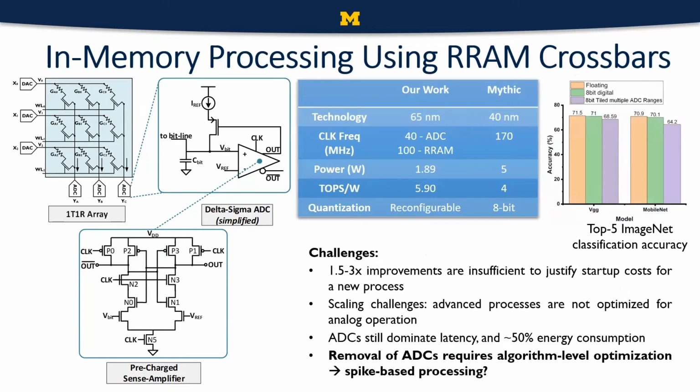Accuracy on ImageNet is pretty decent. But the point that I'm trying to make here is that the analog to digital converters, to move from the analog to the digital domain, effectively dominated all the latency. All the benefits we got from resistive RAM kind of disappeared once we had to convert values. So where I'm going with this is that the removal of ADCs requires algorithm level optimization.